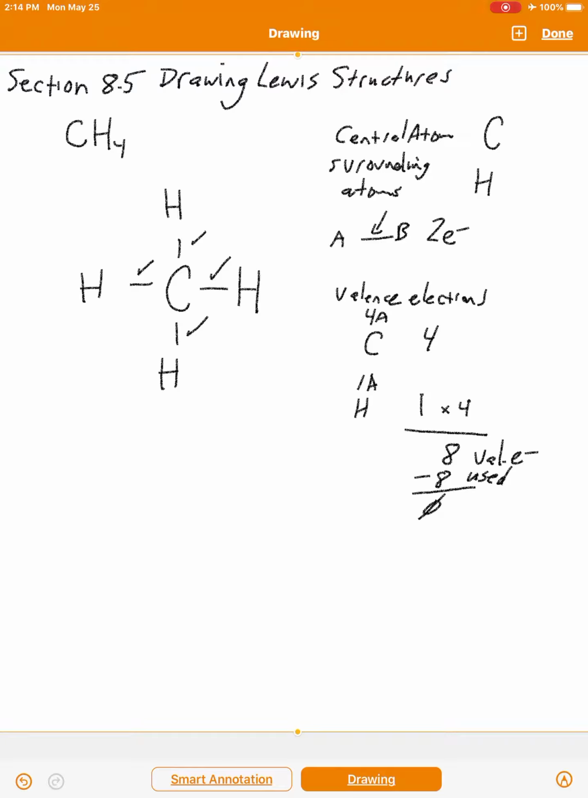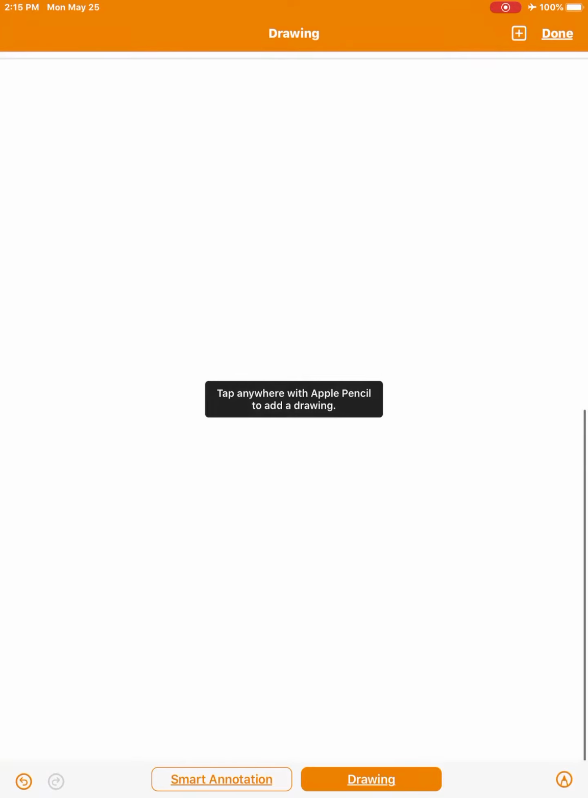Okay? So now what we do is we test the octet rule. Elements in the second row should have 8 valence electrons in their Lewis structures. So if you count up around carbon, there's 2, another 2, another 2, and another 2. That's 8 electrons. So this would be our Lewis structure. We would say that the methane molecule has 4 single bonds, 1 to each hydrogen atom. Okay? Let's try it for another one.